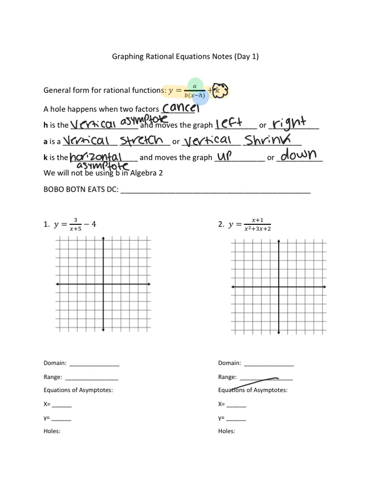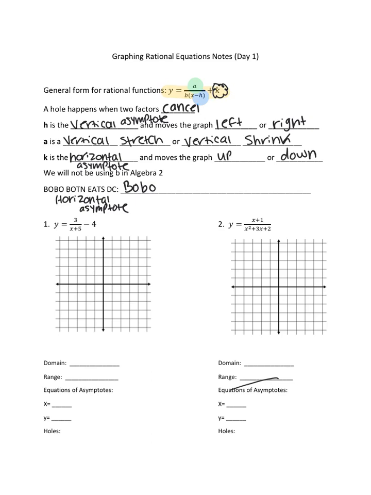So a really famous acronym that is used: BOBO BOTTEN EATS DC. So BOBO is in regard to horizontal asymptotes. I just spelled horizontal wrong. Good thing I'm a math teacher. Okay. So it's not going to work for vertical ones, just horizontal.